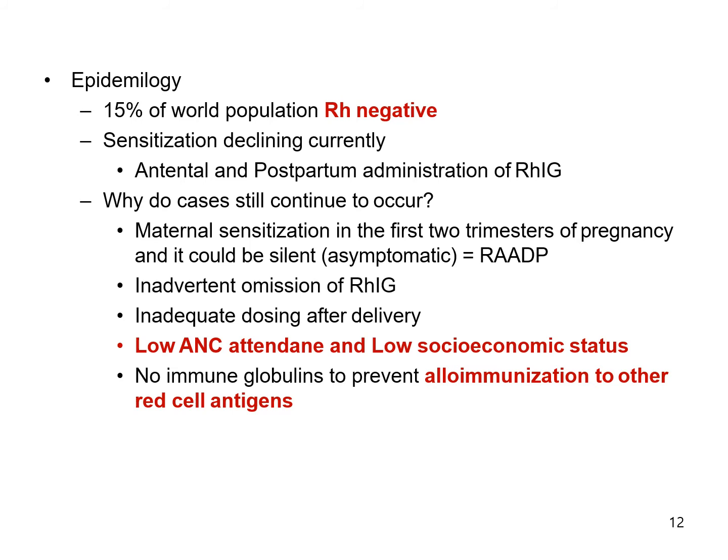We have some antigens other than the D, which we have the immunoglobulin for, and for these types we don't have immunoglobulins, like the C antibodies and like the Kell antibodies.